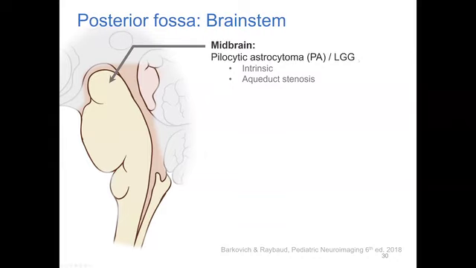The tumor will appear intrinsic, and since we are very close to the aqueduct, the patient might present with early aqueductal stenosis and hydrocephalus. Even if the tumor is very small, you need to look very carefully in the midbrain, especially the periaqueductal region, to look for very subtle signal changes.